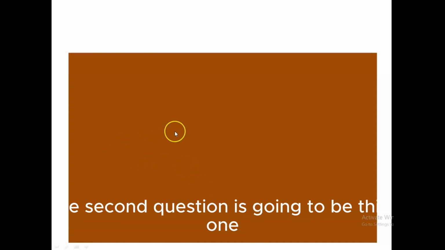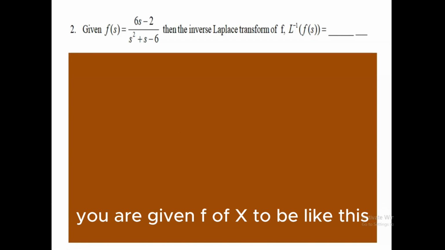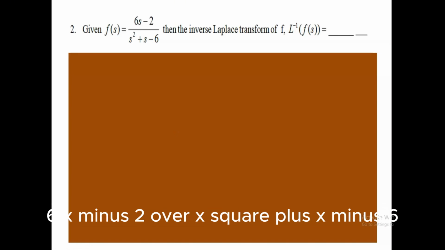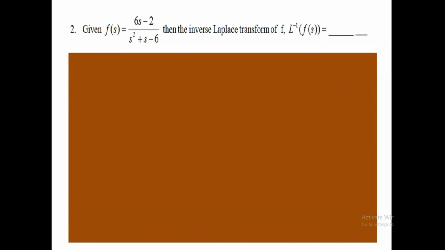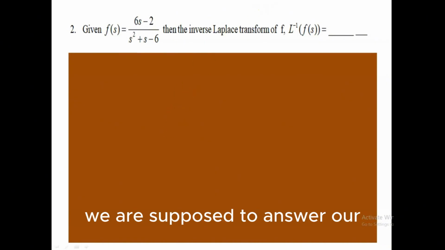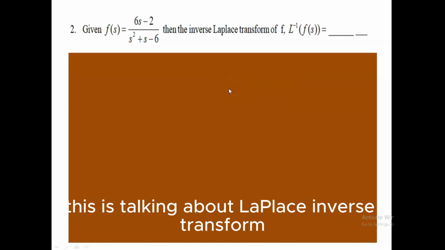Now going to the second question. The second question is going to be this one. You are given f of s to be like this, 6s minus 2 over s squared plus s minus 6. Now you are asked to find the Laplace inverse of f of s. Mind you that we are supposed to answer our blank space in terms of t. This is talking about Laplace inverse transform.